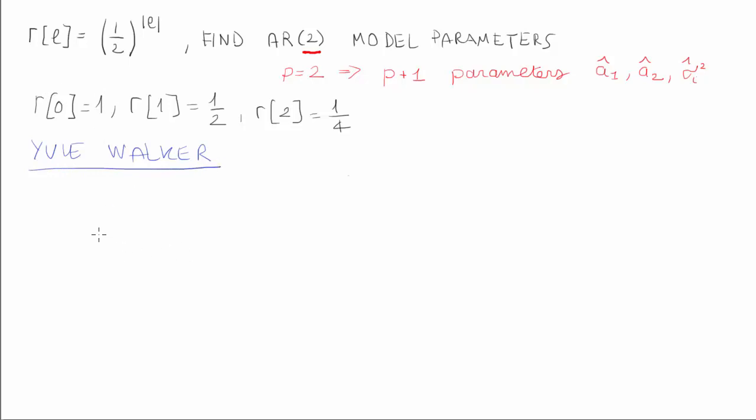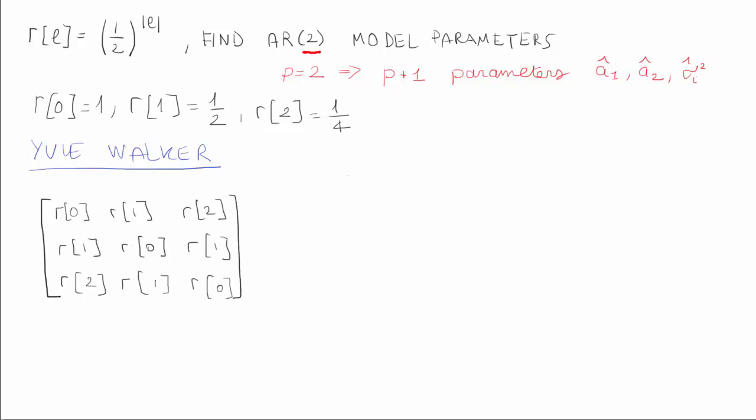Okay, then let's start by showing the Yule-Walker method. For autoregressive models, the Yule-Walker equations reduce to a linear system, given by the autocorrelation matrix and the parameter vector. To write the autocorrelation matrix, it is useful to remember that it has a template structure, which means that the values on the diagonals are the same. So you can see here that the main diagonal is all R0, and these diagonals are all R1, and these diagonals are all R2.